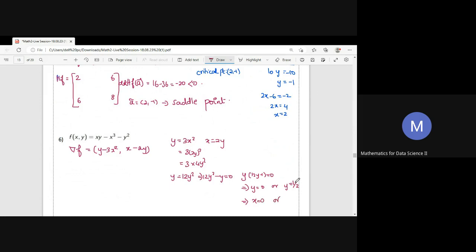And if y is equal to 1 by 12, then what is the value of x? 1 by 6.